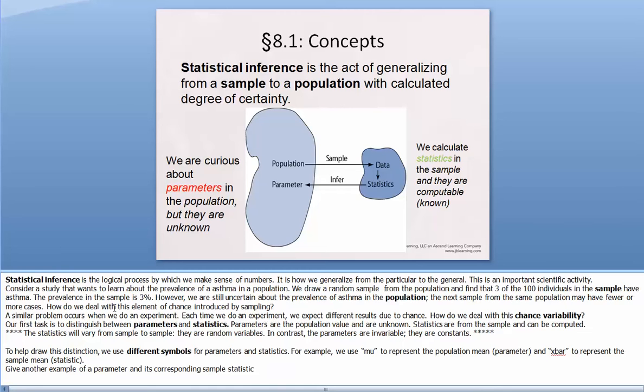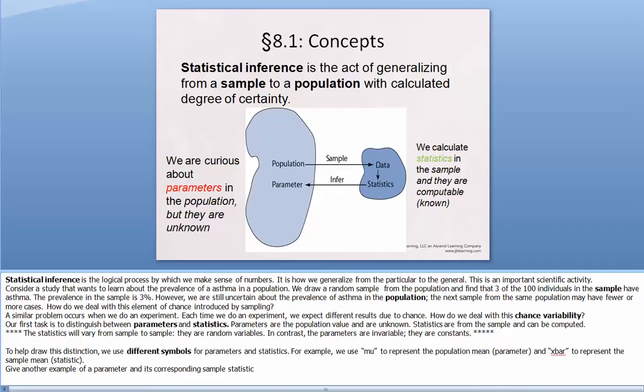How do we deal with this element of chance introduced by sampling? There is an element of chance because, based on the sample you choose, these estimates will vary. So how do we deal with this? If you have 10 samples, we will have 10 prevalence estimates. That doesn't make sense. We need to somehow unify this, right?